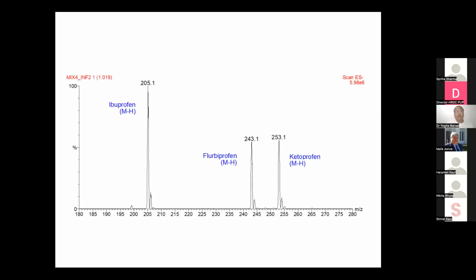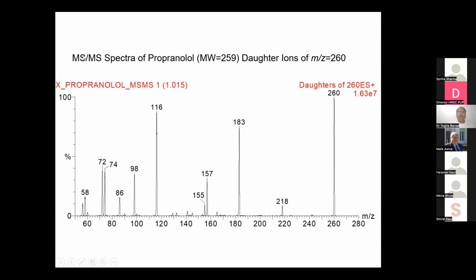So this is how a mass spectrum is recorded in a quadrupole system. See here: ketoprofen, flurbiprofen, ibuprofen, different kinds of NSAIDs, painkillers which are used. Their mass is recorded only up to 1 decimal unit, which is of no value, so it is a nominal mass. Similarly, this is an MS/MS spectrum of propanol. MS/MS means using a triple quadrupole.